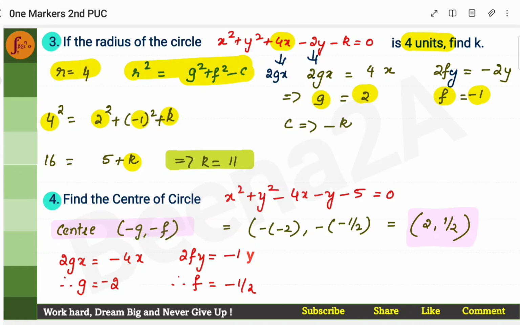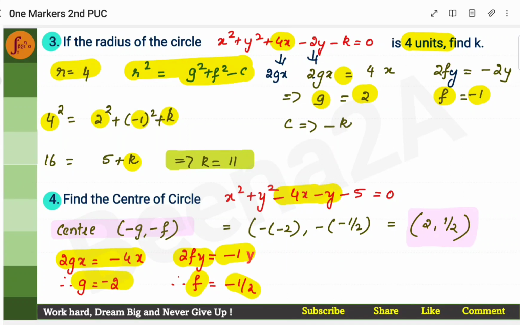Negative g, negative f. From here you'll get g and f, right? Using this, 2gx is minus 4x. Always remember to take the signs also. 2fy is minus y. That means there's nothing here, so you take it as minus 1. From here you'll get the f value.